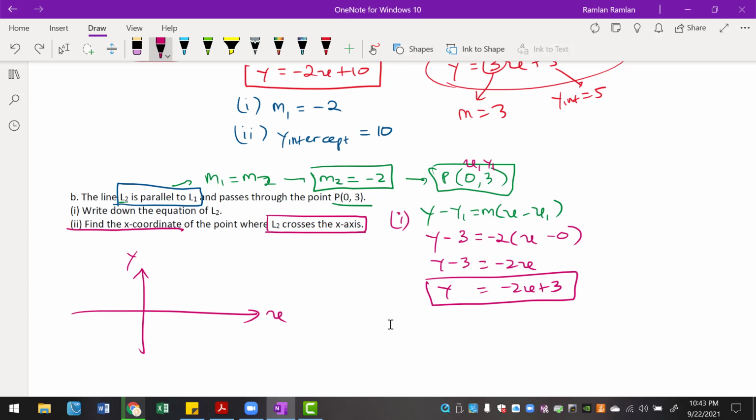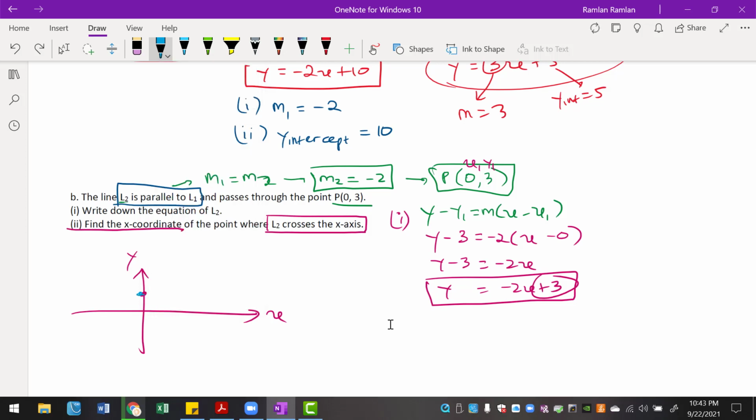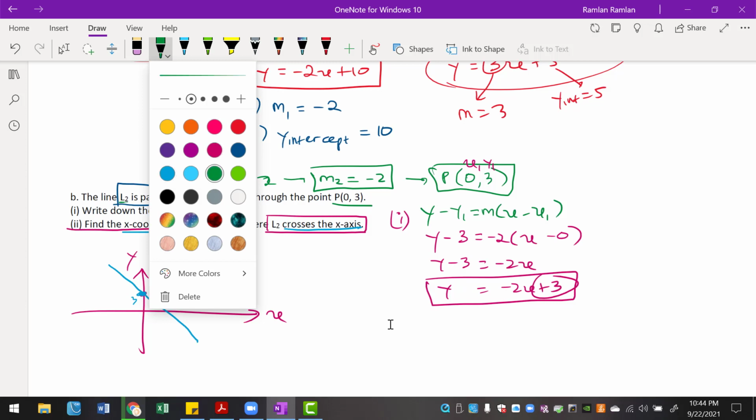So it passes through 3 because we know that the y-intercept is 3. And the gradient is minus 3, so it's going to go down, right? Okay, here we go. I'm going to use another color to make it clear. So it passes through 3 here, and it's going to go like this, because going from left to right downhill means that the gradient is negative. Okay, so you want to know the x coordinate where it crosses the x-axis. So where does it pass the x-axis?